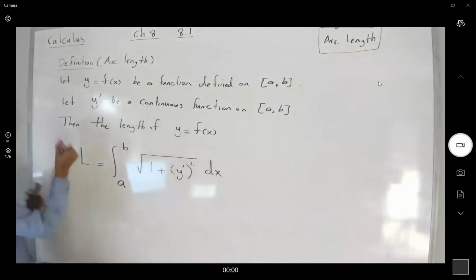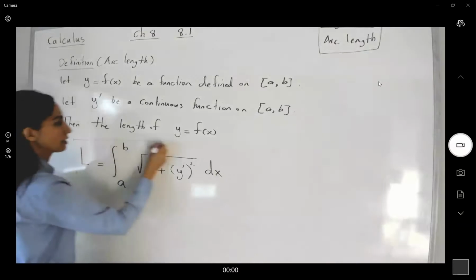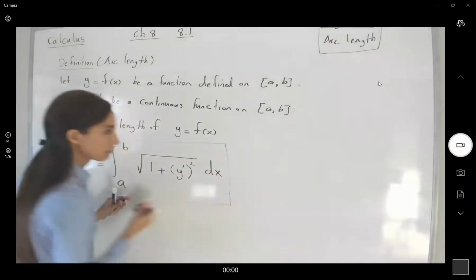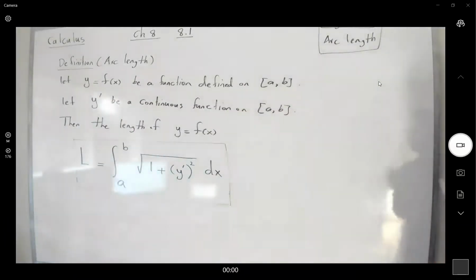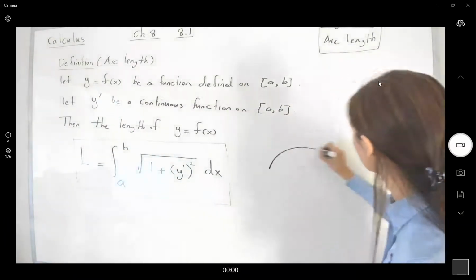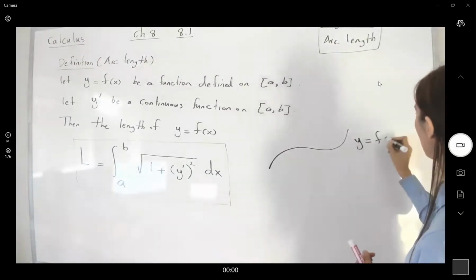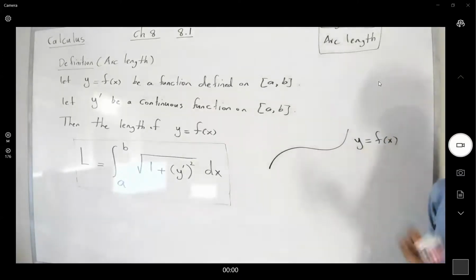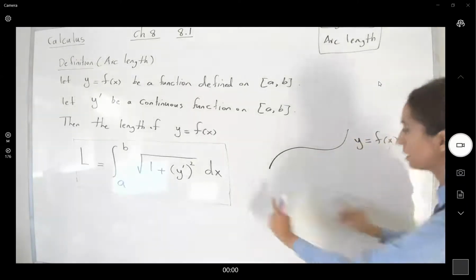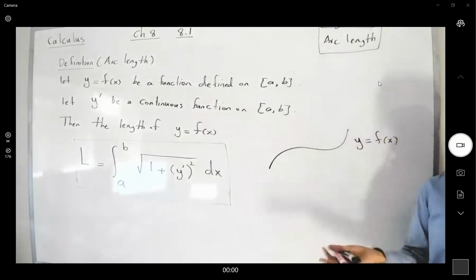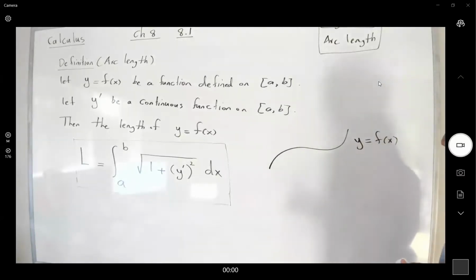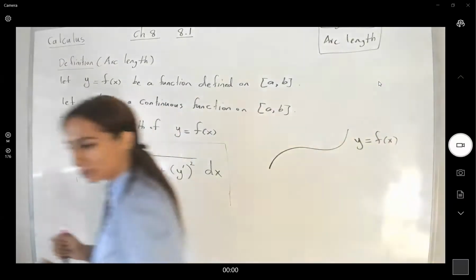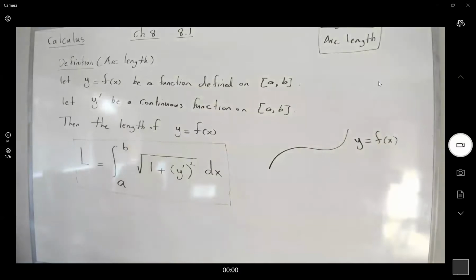Okay, new formula, calculating the length of the arc. So suppose this is your graph, y equals f of x, and just one piece of this graph bounded between a and b in the xy plane. Well, of course, we're not going to use a ruler to calculate the arc length. It doesn't make sense.